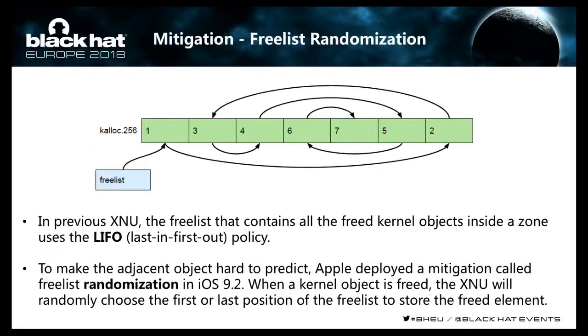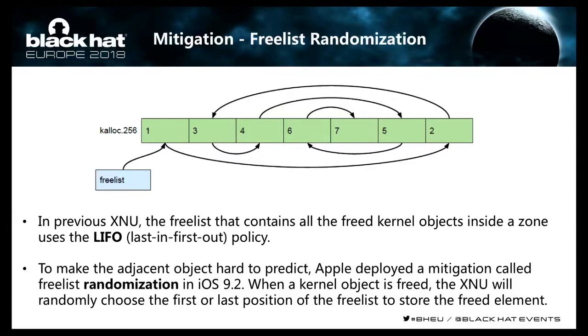By using memory corruption bugs, it is possible to disclose the information of adjacent objects in the zone of the same object size. In the previous version of XNU, the free list that contains all the freed kernel objects inside a zone uses the LIFO, last in, first out policy. Hence, the layout of kernel objects in the same size zone is predictable.